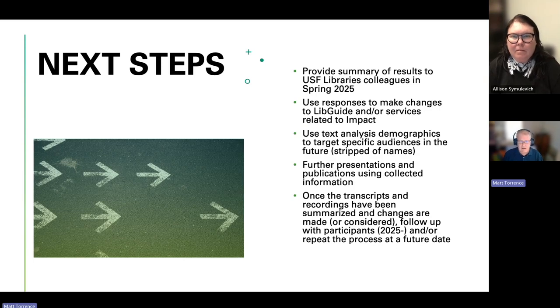So we are, as Allison was saying, going to use the text analysis to do the stripping of names and also to target specific audiences for the next stages. We haven't really defined what those are, but one of the things we heard was to look specifically at people at certain levels, especially those earlier on in their academic careers that are tenure track. Allison and myself are faculty at the University of South Florida Libraries, but our faculty librarians do not have tenure. We have rank, but not tenure, so we're not in the same exact world. So we're trying to learn more about them and how we can further assist them.